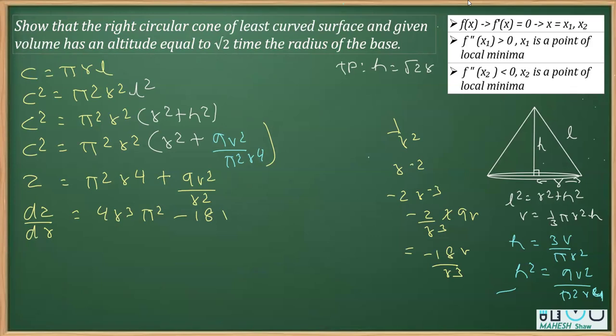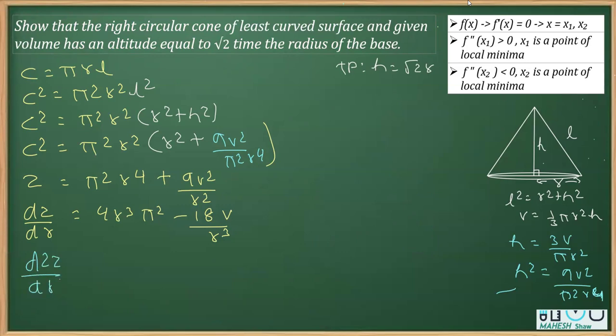This is minus 18v over r raised to the power 3. Now we'll also find its double derivative before equating with 0. That can reduce the time involved. So I'll find d squared z by dr squared.